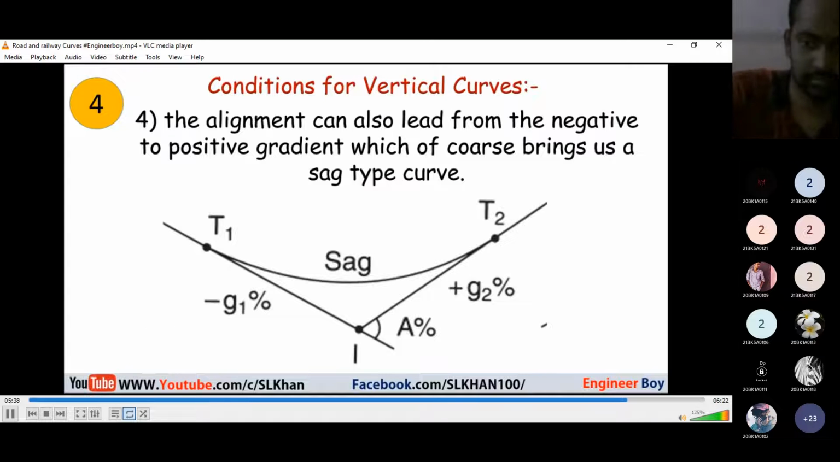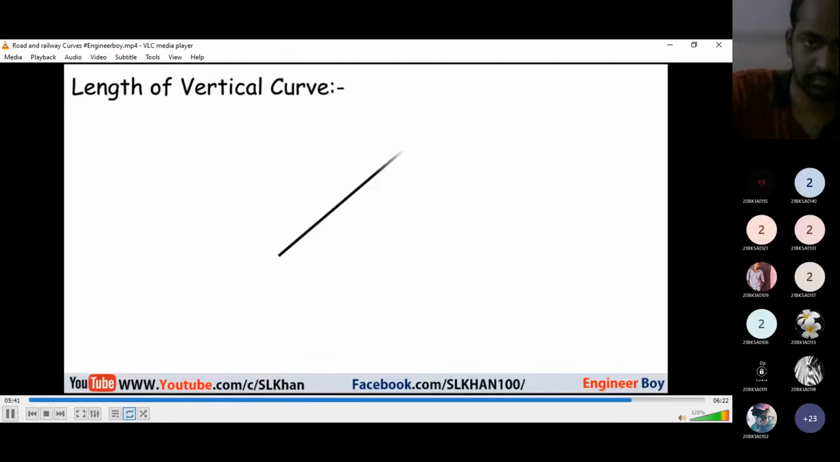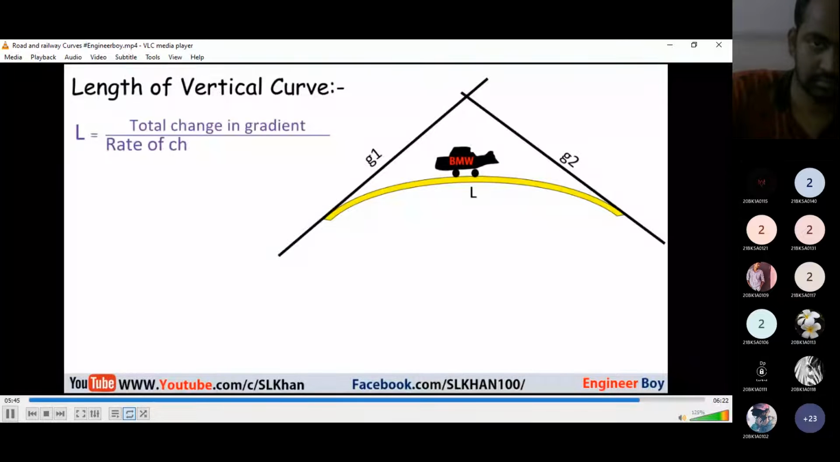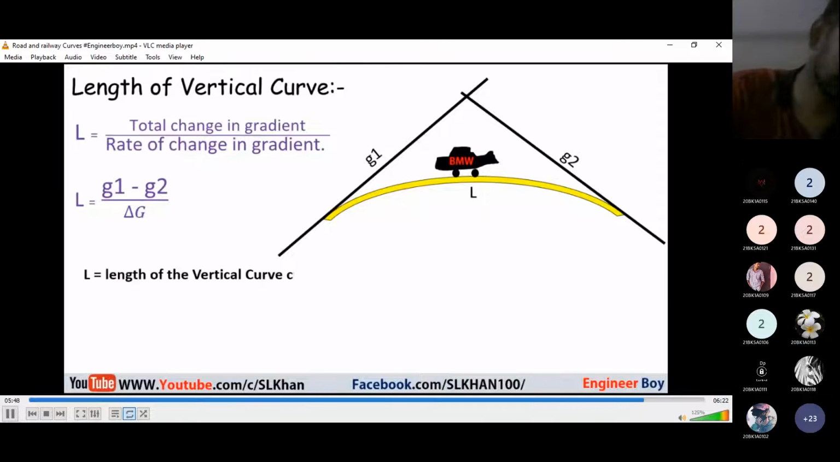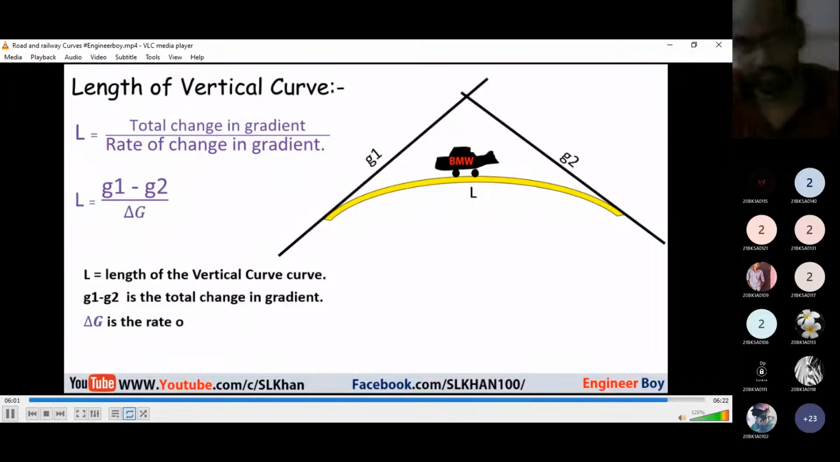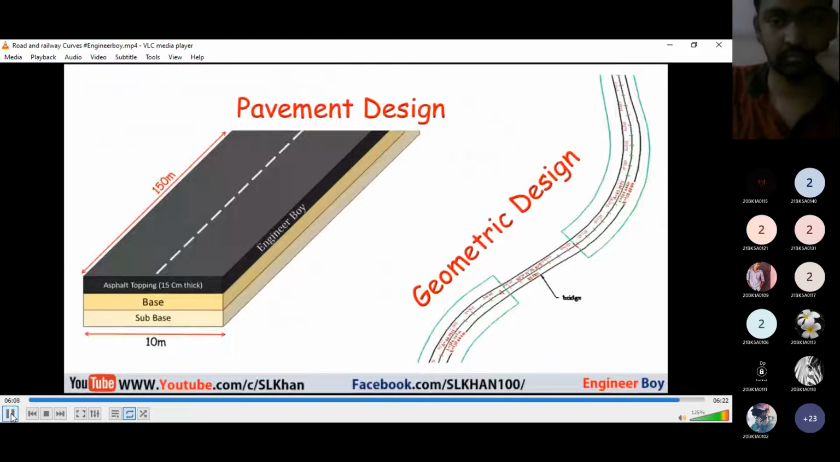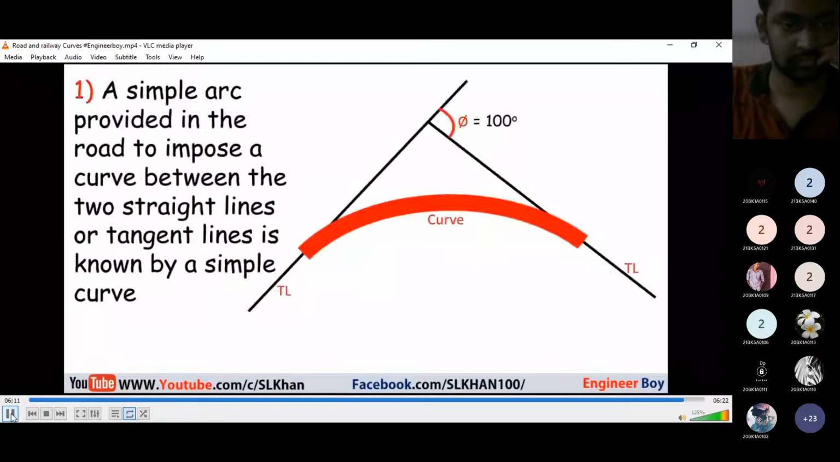The length of a vertical curve can be determined with the help of the given formula. The length L equals G1 minus G2 divided by delta G, where G1 minus G2 is the total change in gradient and delta G is the rate of change in gradient. And that's it. So this was a short presentation about the road curves.